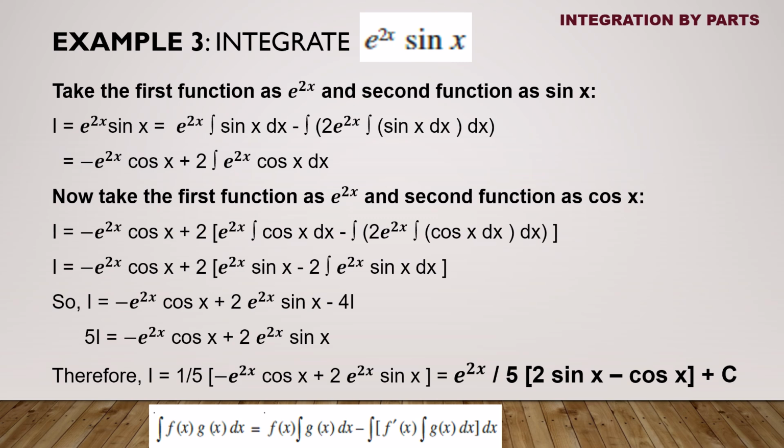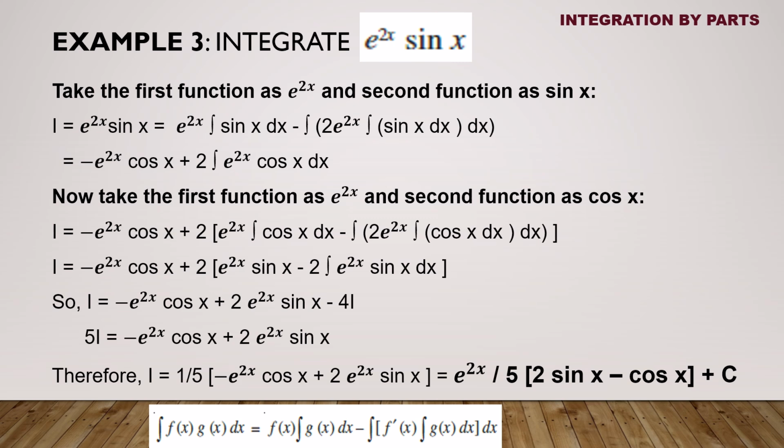What is derivative of e raised to 2x? 2e raised to 2x into integral of sin x. You know integral of sin is minus cos. So now just put those values. So you get I is equal to minus e raised to 2x cos x plus, minus minus has become plus, 2 into bracket integral of e raised to 2x cos x dx.